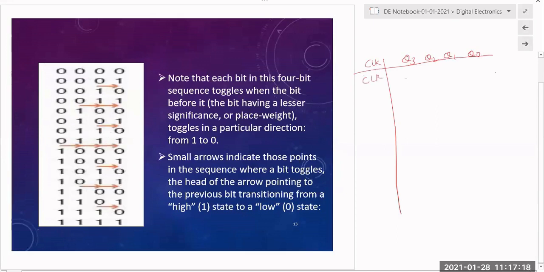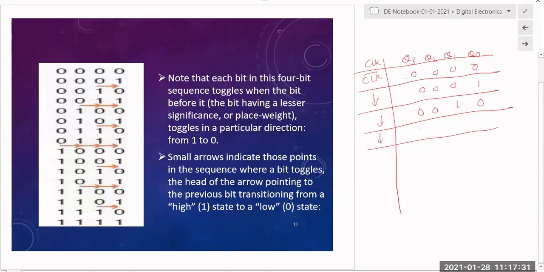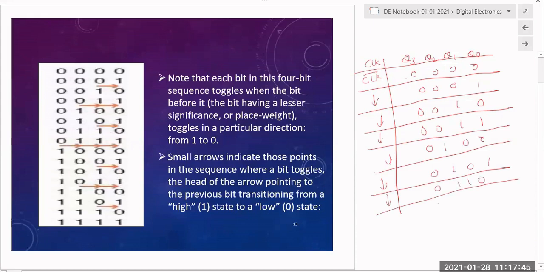First I apply clear, and I will get 0 0 0 0. Whenever I apply the first negative edge, 0 0 0 1. Whenever I apply the second negative edge, 0 0 1 0. Next, the third clock pulse, 0 0 1 1. The fourth, 0 1 0 0. The fifth, 0 1 0 1. The sixth, 0 1 1 0. The seventh, 0 1 1 1. The eighth, 1 0 0 0. So the truth table is very simple. And what is the corresponding counting number? That is 0 1 2 3 4 5 6 7 8 9 10 11 12 13 14 15, counts up to 15 and then 0 comes again.